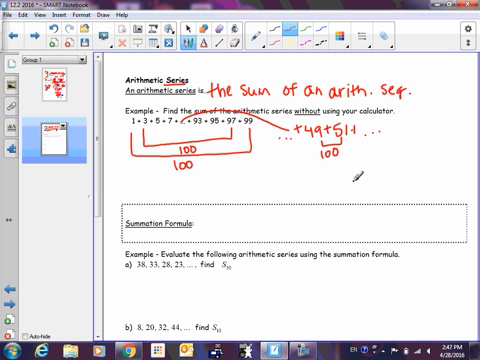So what do you guys think? 50. You think 50 or 49? 49. Wait, can you count 50 twice? Is the number 50 twice? So 50 itself isn't even in the pattern.